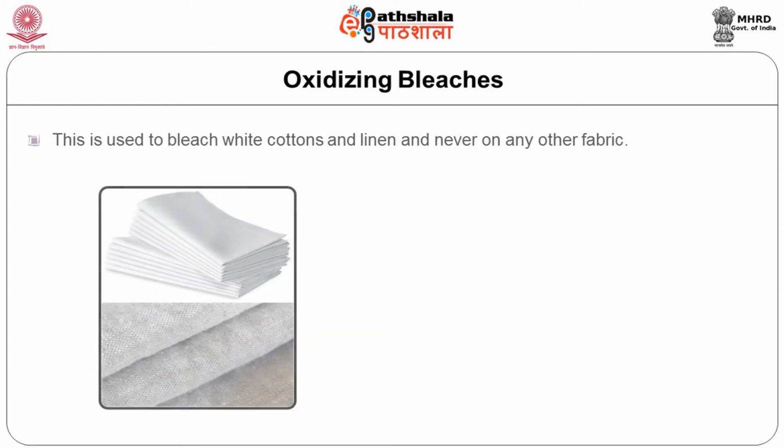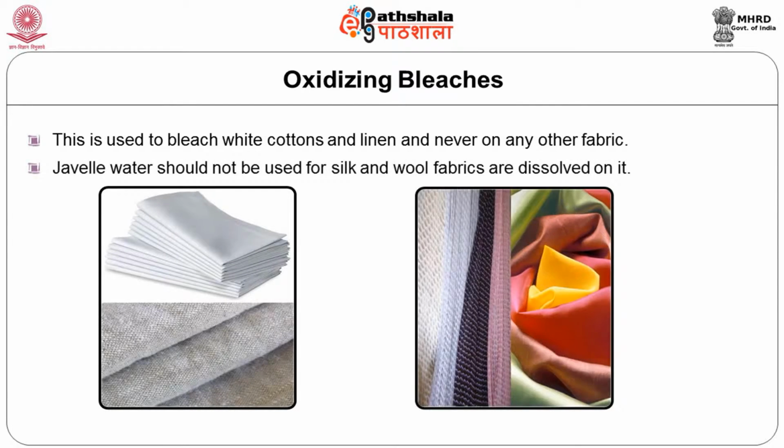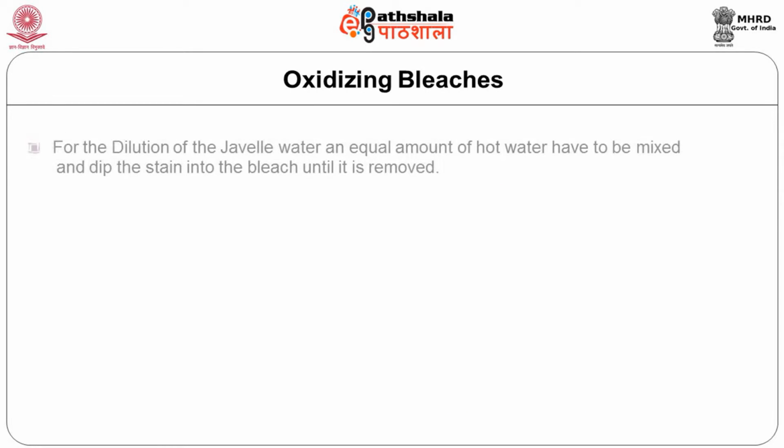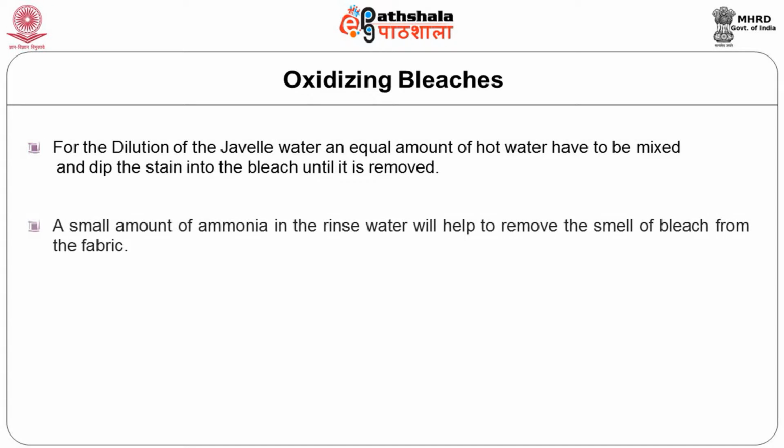This is used to bleach white cotton and linen and never any other fabric. Javelle water should not be used for silk and wool fabric, as the fabric will be dissolved. For dilution of Javelle water, an equal amount of hot water has to be mixed in, and the stain dipped into the bleach until it is removed. A small amount of ammonia can be added while rinsing the clothes along with water, which will remove the smell of the bleach from the fabric.